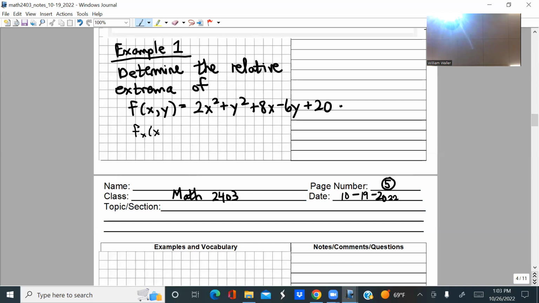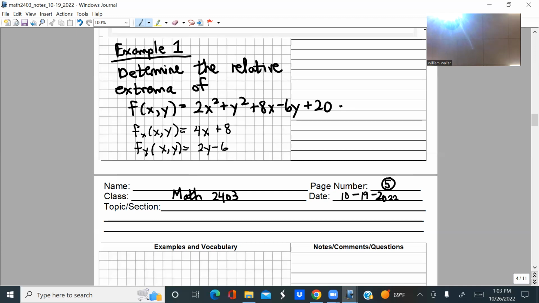So what's the partial derivative with respect to x? You would get 4x. This becomes 0, plus 8. This becomes 0 and this becomes 0. So that's so easy. And what's the partial derivative with respect to y? That's also easy. Isn't that going to be 2y minus 6?